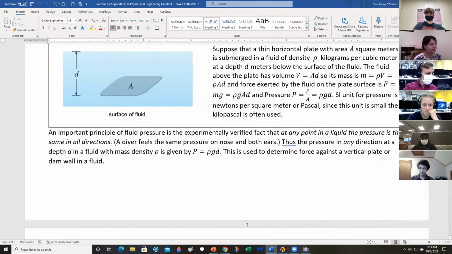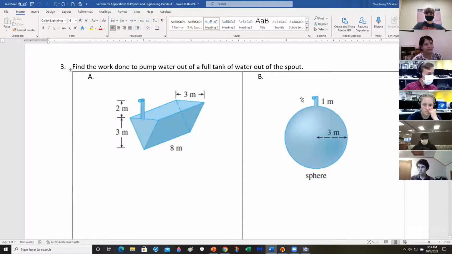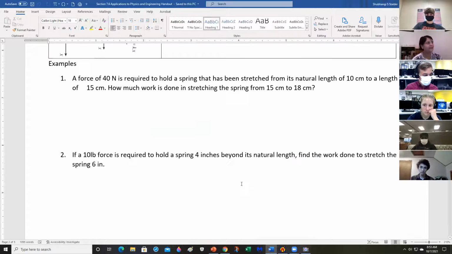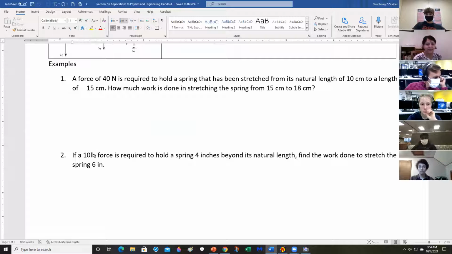But at the minimum, I want you to do the circular spherical tank. How are you going to move water out of the spherical tank? And then the spring problem, number 2. Now this is measured in pounds, so work done will be foot-pound. The unit will be foot-pound. Okay, that's it for today. If anybody has questions, I'm happy to stay. Otherwise, we'll continue this section next class period.